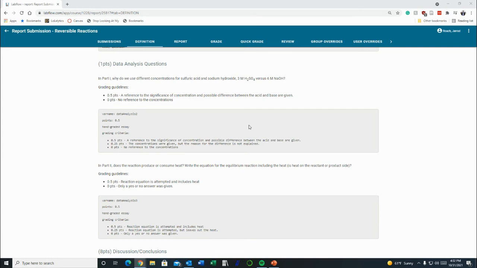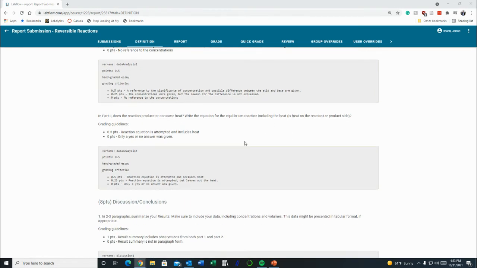So now we're going to talk about our questions for the week. Your first data and ask question is asking, why do we use different concentrations for sulfuric acid and sodium hydroxide? So I want y'all to think about why we're using twice the concentration of sodium hydroxide. What could be different in the structure of sulfuric acid that would make it to where we need half as much to see similar effects to our sodium hydroxide?